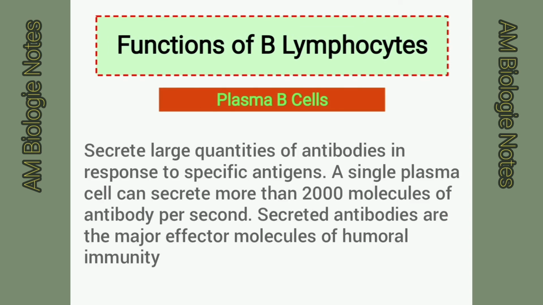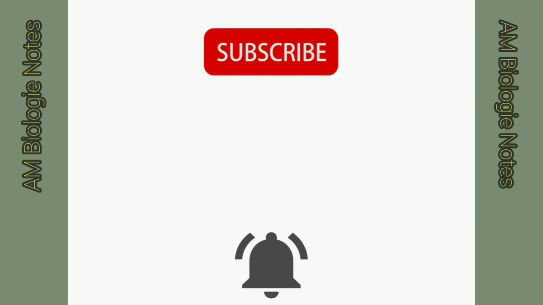Functions of plasma B cells. Plasma B cells secrete large quantities of antibodies in response to specific antigens. It has been estimated that a single plasma cell can secrete more than 2000 molecules of antibody per second. Secreted antibodies are the major effector molecules of humoral immunity. So this is all about the general discussion on B lymphocytes.